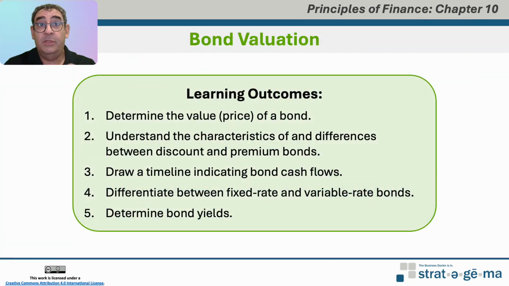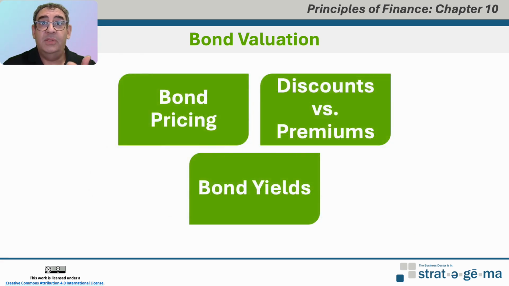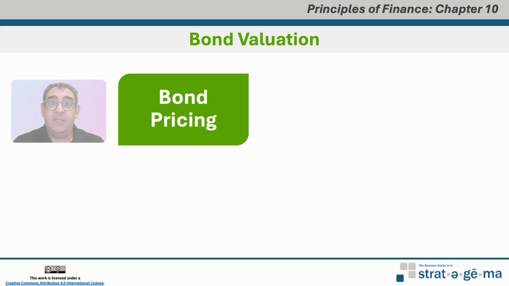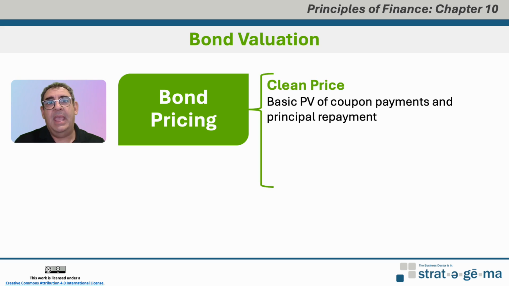So in this section, we're going to determine the value or the price of a bond, and we'll look at the differences between premiums and discounts. We'll draw timelines. That's why I had you do those earlier, and briefly differentiate between fixed and variable rate bonds, and then determine bond yields. So our emphasis here is on bond pricing, discounts and premiums and yields. So when it comes to pricing of a bond, there's actually two prices. There's what we call the clean price, and that is the basic present value of the coupon payments and principal repayment.